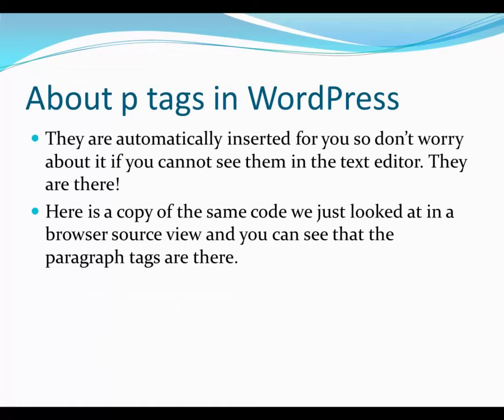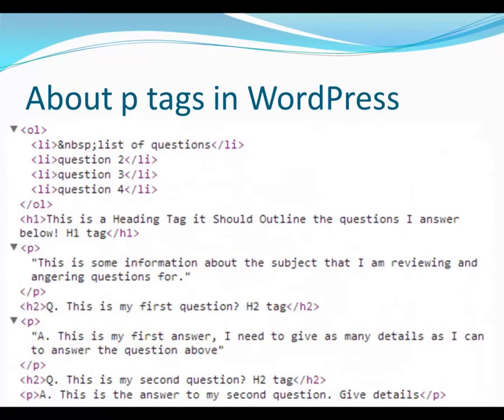Okay. Here's a copy of that same code we looked at in our browser source views, and you can see that the paragraph tags are there. Here's the exact same thing. You can see that whenever you're looking at it in real code, it does put the P tags in there. Why WordPress hides them, I don't know. I don't necessarily like it, but now you're aware of something that most web developers don't even know about WordPress.